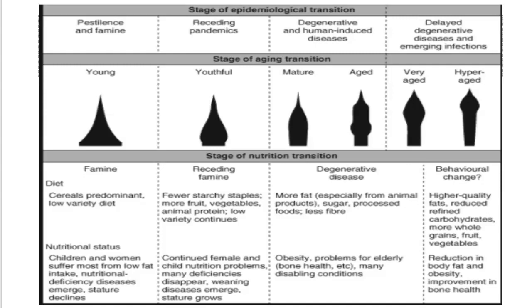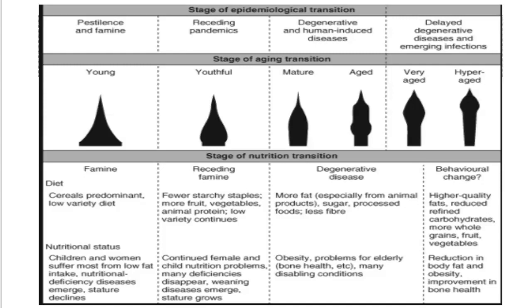And so what are the primary causes of why people die during those specific stages? So looking at stage one, the major reason that folks were dying during stage one had to do with diet. And so nutritional status, for example, children and women suffered the most from low fat intakes, nutritional deficiency, diseases, and stature declines.